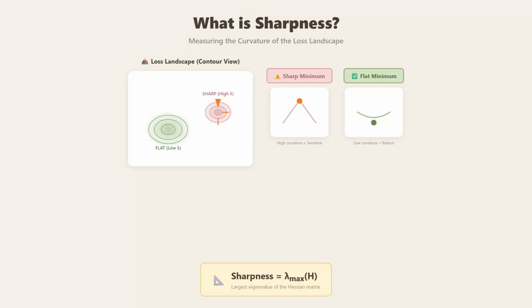This distinction matters enormously because sharp minima are sensitive to small changes in the weights. A tiny perturbation can send the loss shooting up the steep walls. Flat minima, on the other hand, are much more robust. They tolerate perturbations without dramatic loss increases. Keep this distinction in mind because it will become central to understanding why edge of stability matters for finding good solutions.